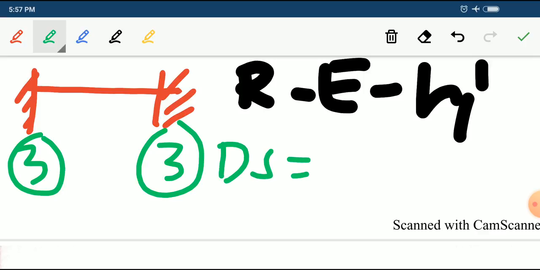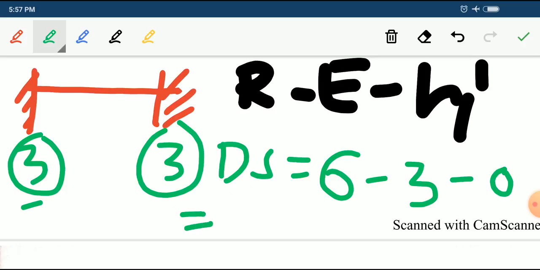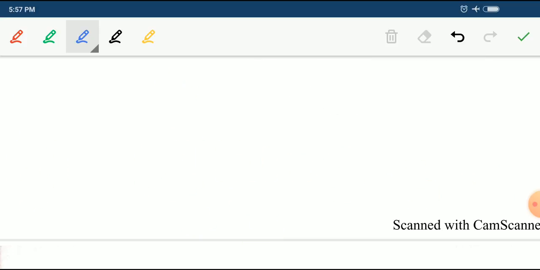You tell me the Ds value now. So the number of reactions: 3 plus 3, 6. 6 minus the number of static equilibrium equations, that is summation Fx is equal to 0, Fy is equal to 0, and M is equal to 0. This will be 3. Is there any internal hinge there? No, that is equal to 0. So the value of Ds will be 6 minus 3, which is equal to 3. The degree of static indeterminacy Ds of this beam will be equal to 3. Okay, we will move on to the next question.